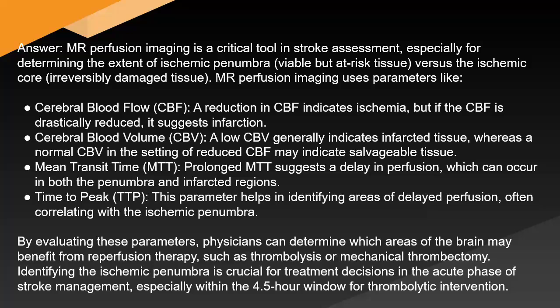Mean transit time (MTT): prolonged MTT suggests a delay in perfusion, which can occur in both the penumbra and infarcted regions. Time to peak (TTP): this parameter helps in identifying areas of delayed perfusion, often correlating with the ischemic penumbra. By evaluating these parameters, physicians can determine which areas of the brain may benefit from reperfusion therapy, such as thrombolysis or mechanical thrombectomy. Identifying the ischemic penumbra is crucial for treatment decisions in the acute phase of stroke management, especially within the 4.5-hour window for thrombolytic intervention.